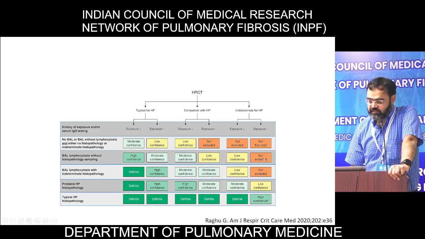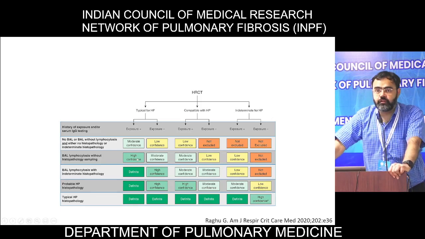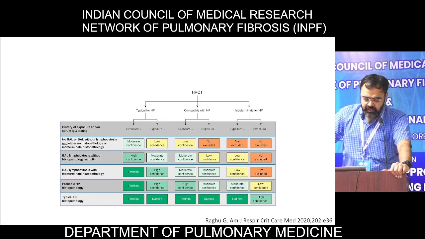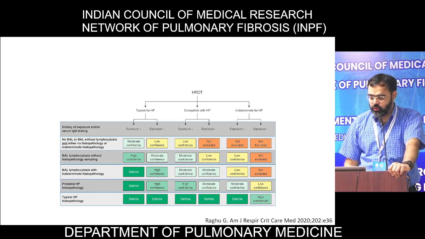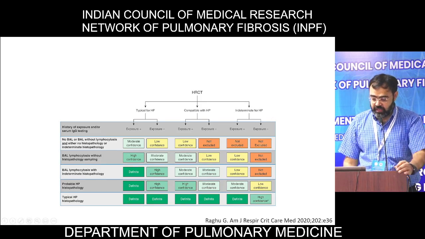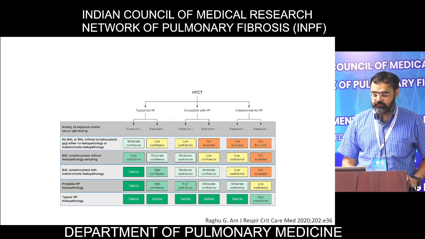So in every case, the BAL lymphocytosis pushes up the degree of confidence in the diagnosis, right? And the best thing to do would be a lung biopsy. So if you go ahead with a lung biopsy and you have typical findings of HP there, then the diagnosis is definite in most of the cases. Even if you don't have a typical CT, even if you don't have exposure history, but if you have a clear HP, typical HP histopathology, then there are hardly any differentials left. So you can make a definite diagnosis of HP.